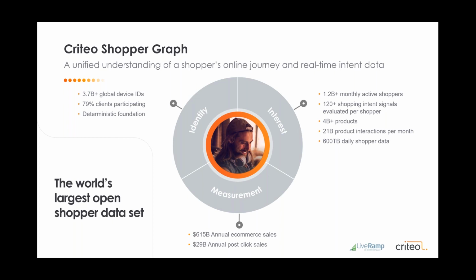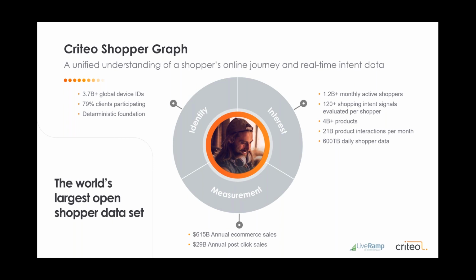It actually adds up to about $615 billion in annual e-commerce sales, so it's a pretty good chunk that helps with measurement, that helps understanding what the marketing is doing. About 30 billion of that is post-click, so when you're thinking about attribution and you're looking at all the clicks that occur before e-commerce sales, it's nice to have that sort of benchmark there.